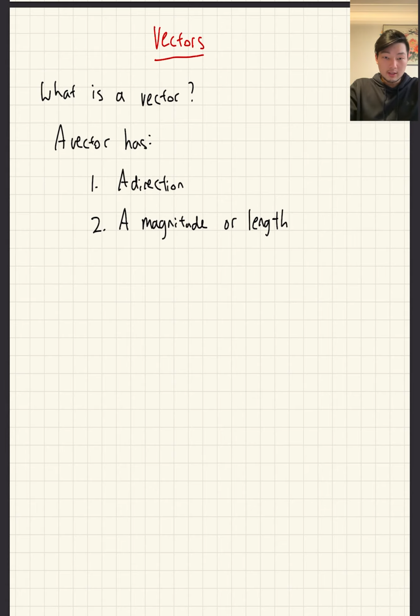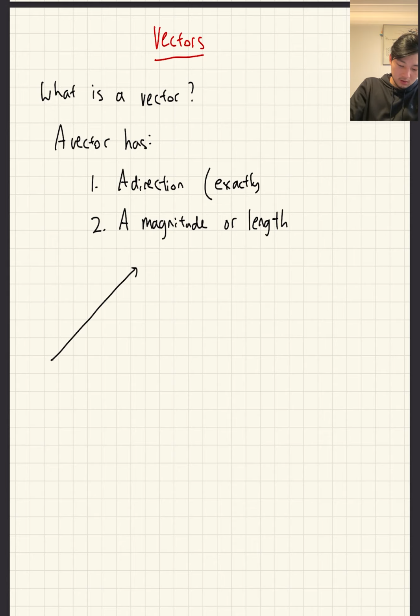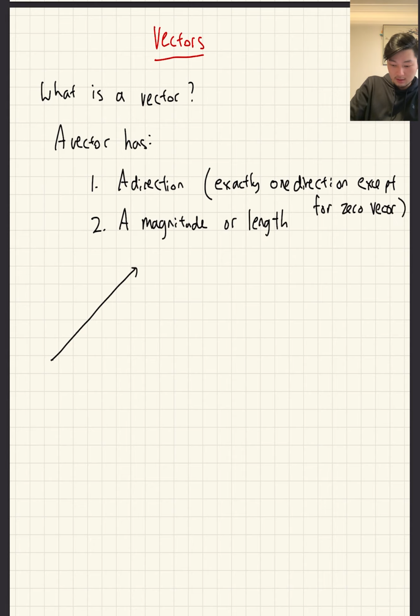Let's draw an example of a vector. Vectors obviously have to be straight as well, so the direction has to stay the same. It's exactly one direction, except for the zero vector, which is just a point, which we'll look at in a second. The zero vector is just a point, so it has no length.